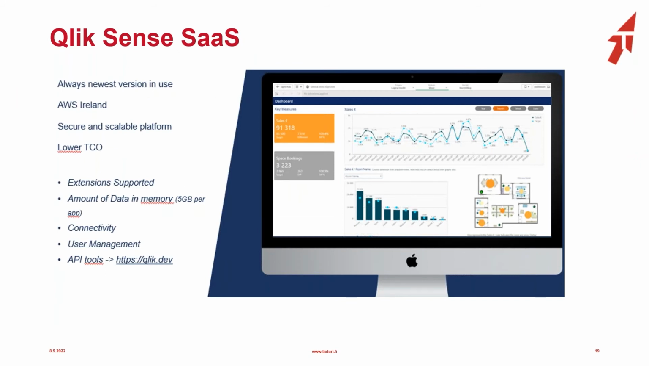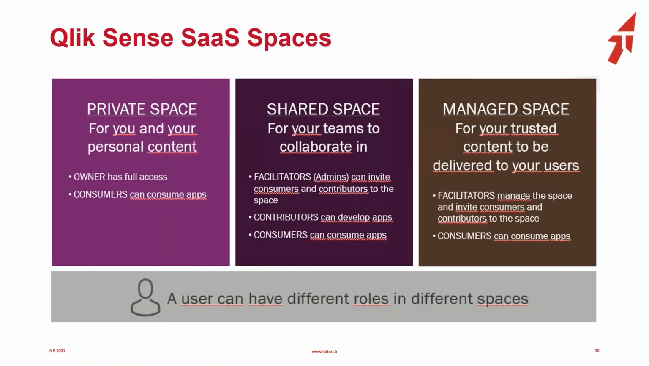So I was working with Qlik Sense SaaS quickly. It works with AWS and always has the newest version in use, also meaning that you don't have any downtimes, and a lower TCO because it's hosted by Qlik. Just a few words for Qlik Sense SaaS. Also, the SaaS includes so-called spaces. I didn't show the spaces yet, but you might have different roles in the environment.